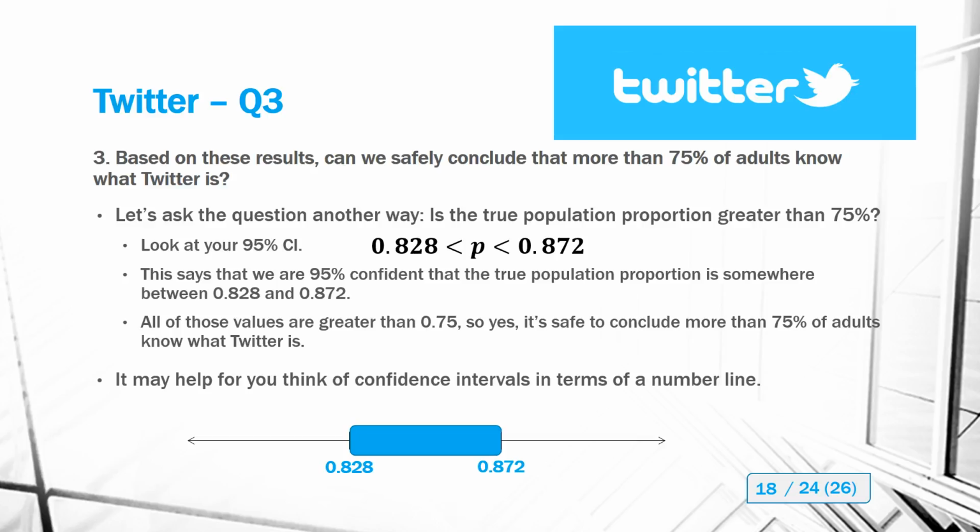So then when we're asked, can we safely conclude that more than 75% of adults know what Twitter is? Well, 75% on the number line is over on the far left. And as we can see, all the values in the shaded region that we're 95% certain it's somewhere in, that entire shaded region is well to the right of 0.75. So then we can conclude, yes, it's safe to conclude more than 75% of adults know what Twitter is.